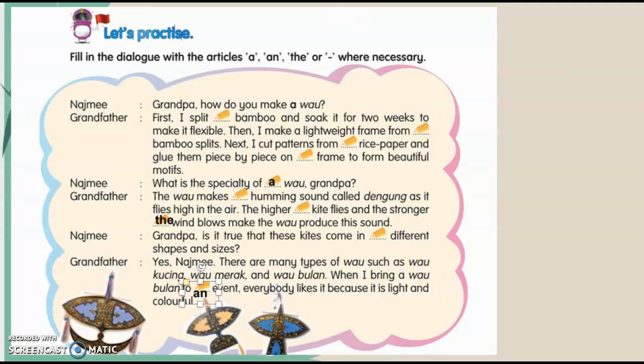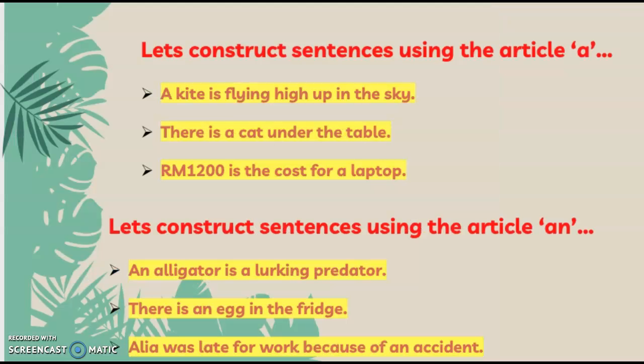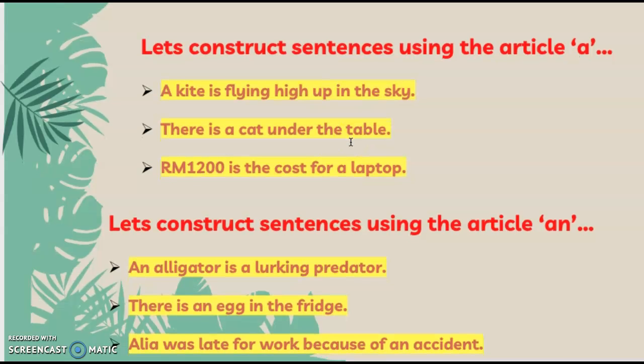Move on to the next activity, whereby you have to construct sentences using the articles a and an. Three sentences for each article. Here are the examples given that can guide you. A kite is flying high up in the sky. It can be any kite, but only one kite, a kite. There is a cat under the table. RM1200 is the cost for a laptop. This is very universal. It is not specific to anything.